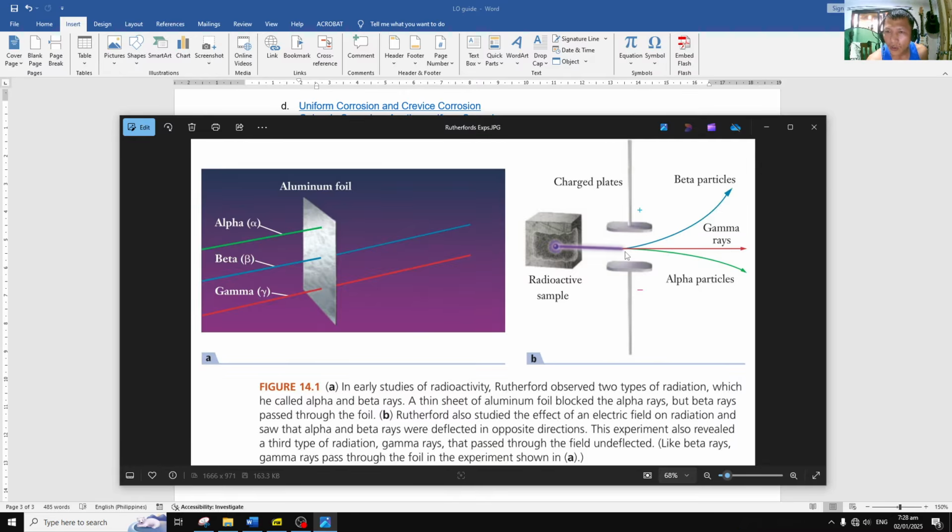So the positive pole will attract the negative particles. That's why beta particles were concluded to be negative, and later concluded to be electrons, because they really interact with your positive charged plate. Your alpha particle has a positive value but doesn't bend as much, because again, it consists of protons and neutrons. Your neutron has no charge, but your proton has.